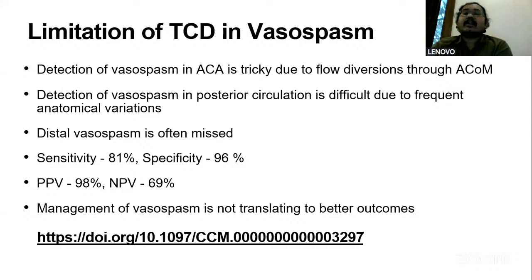That is primarily because apart from MCA and the vasospasm in MCA, the other vessels are not very sensitive, because of various issues. If we take the anterior cerebral artery, whenever there is a vasospasm, because of the anterior communicating artery, the velocities could be falsely elevated. So we actually don't know whether they are truly elevated or falsely elevated because of flow diversions via ACOM.